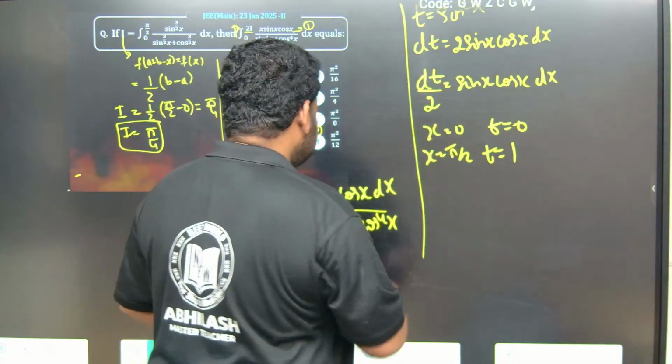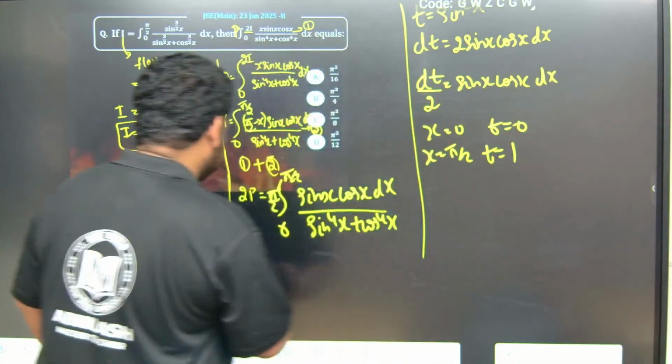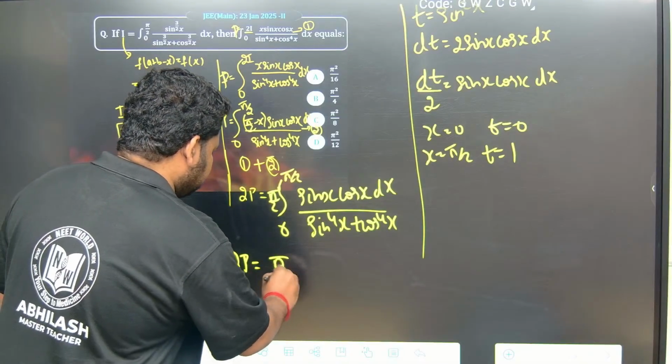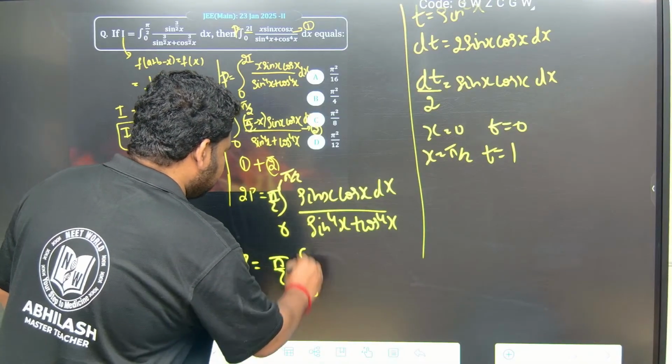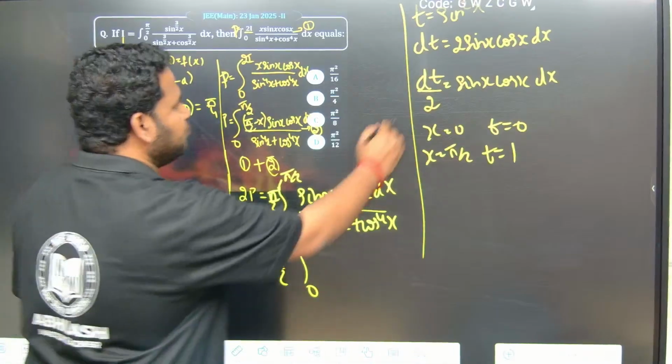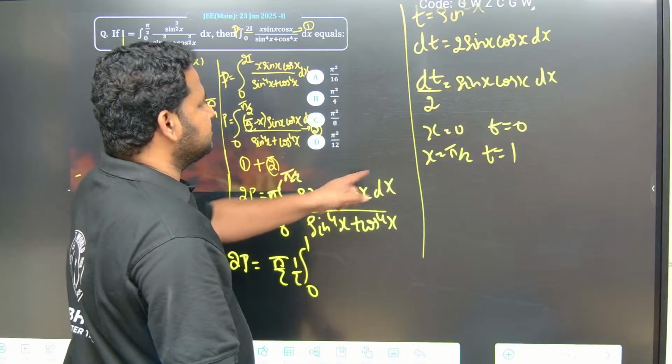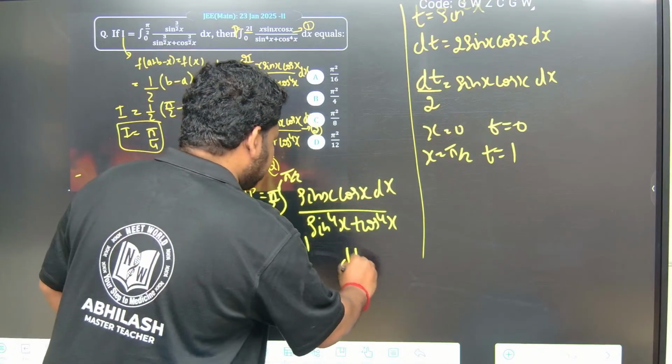Now this is what I got. Now the integral will transform into what? This 2p will become equal to pi by 2 into, this will be 0 to 1. So this will be what? dt by 2. Sin x cos x is dt by 2, so I should write it as 1 by 2 dt.